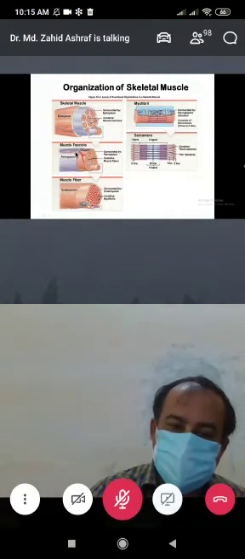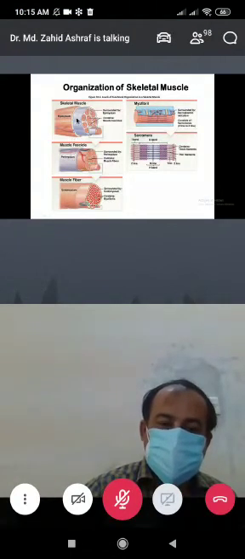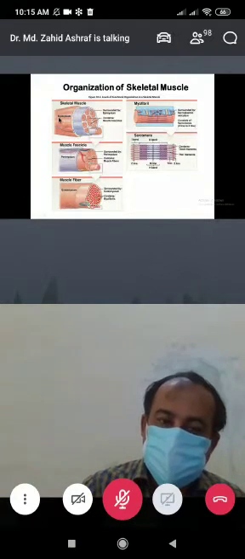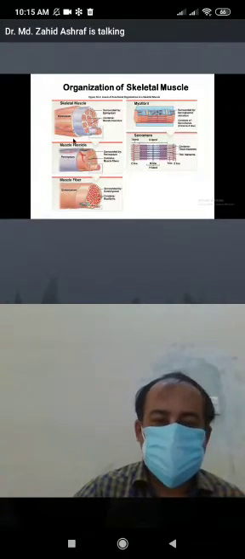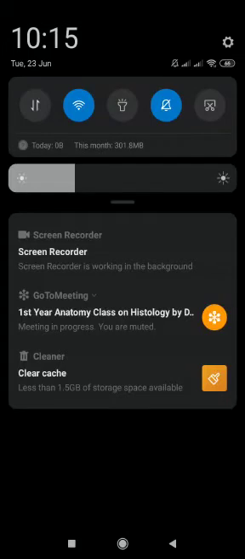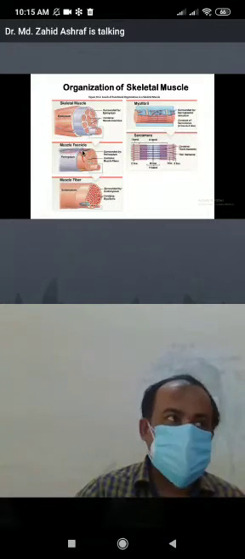Muscle fibers combined form a muscle fascicle. These are encircled by perimysium, and the muscle fascicles are again encircled by another connective layer called epimysium. This epimysium covers the whole biceps brachii. Within this biceps brachii muscle there is a group of muscle fascicles, and in each muscle fascicle there is a group of muscle fibers.